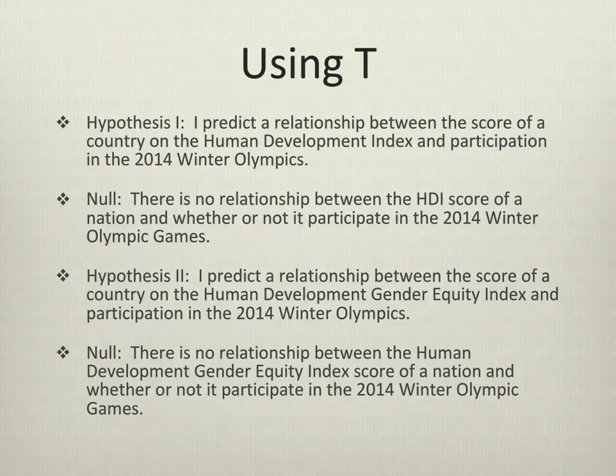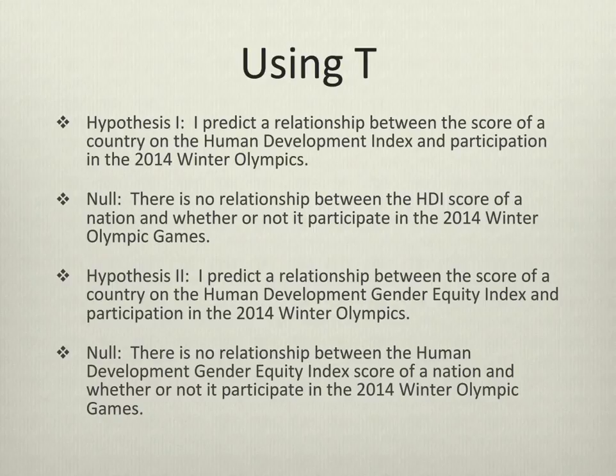Hypothesis 1. I'm going to predict that there's a relationship between the score of a country on the Human Development Index and participation in the 2014 Olympics. The null is that there's no relationship between participation in the 2014 Winter Olympics and one's score on the Human Development Index. In the second case, I'm predicting that the score on the Human Development Gender Equity Index is predicted by participation in the 2014 Winter Olympics. The null is again that there's no relationship between the score on the Human Development Gender Equity Index and participation in the 2014 Winter Olympic Games.